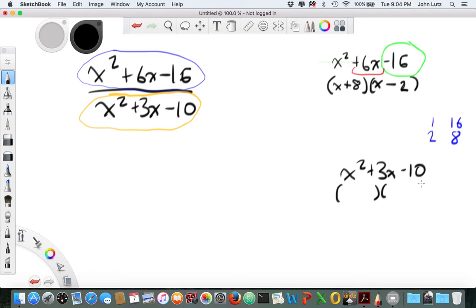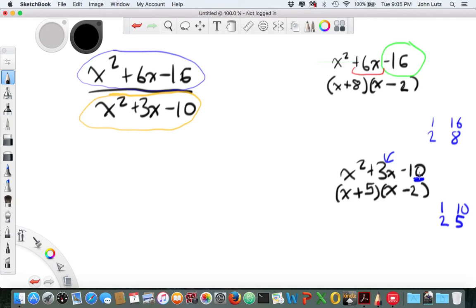Again, we open and close our two parentheses, and because our leading coefficient is 1, we put just x there. And because this is a negative and this is a positive, we're going to put a plus and a minus. And again, we're looking for two numbers that multiply to give us this end number and add to give us that middle number. So we've got 1 and 10. 10 minus 1 is 9. That's not going to work. 2 and 5. Oh, look at that. 5 minus 2 is 3. So we're in business. The bigger number is going to be the positive number: x plus 5 times x minus 2.